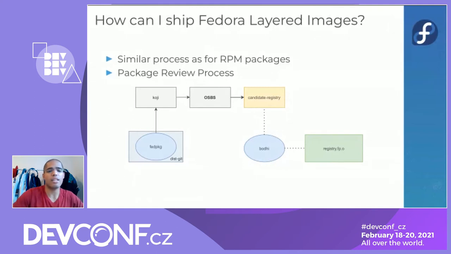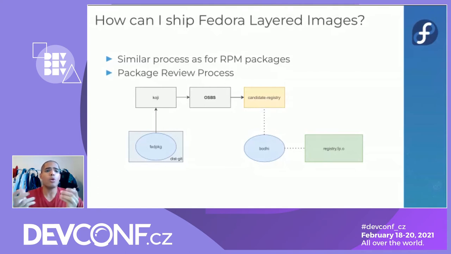Then Koji will delegate the execution to OSBS, and then OSBS will push the final built image to a candidate registry. After that, you can submit updates to Bodhi, and then Bodhi will transfer that image from the candidate registry to the final registry, registry.fedoraproject.io.